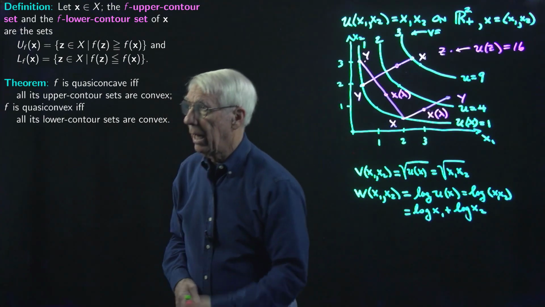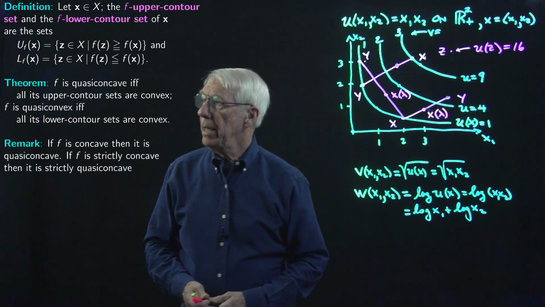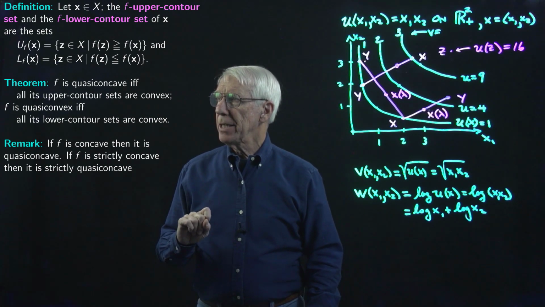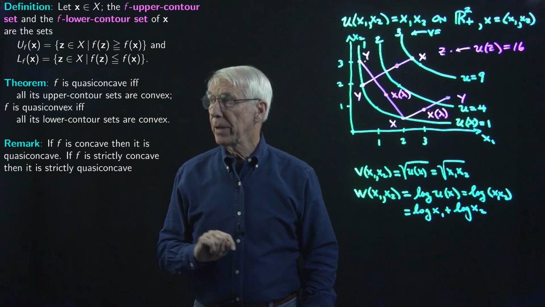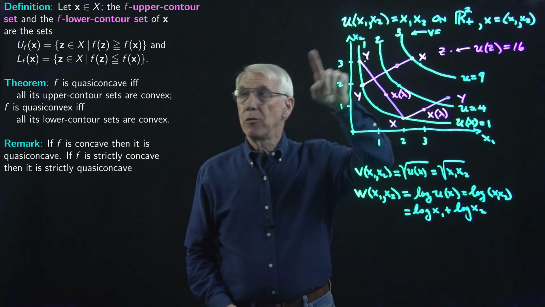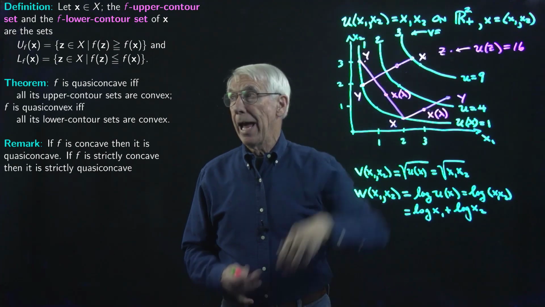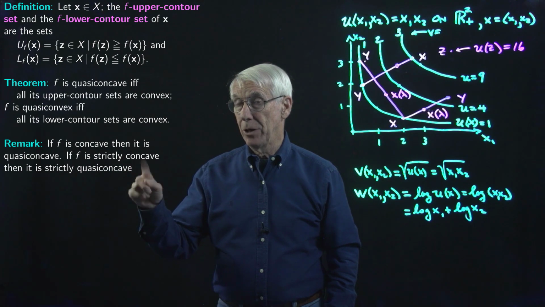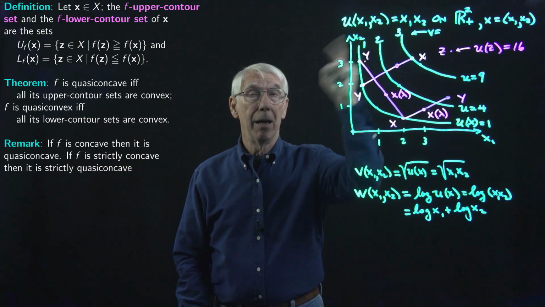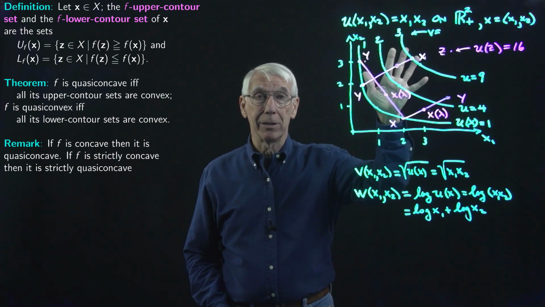So let's look at one last remark here, and that says that if we have a concave function, then it's going to be quasi-concave. So that remark tells us nothing about this function because this function is not concave. And the remark doesn't go the other way. It's not if and only if. We could have quasi-concave functions that aren't concave, and that's a prime example. We've seen this as quasi-concave, but it's not concave.